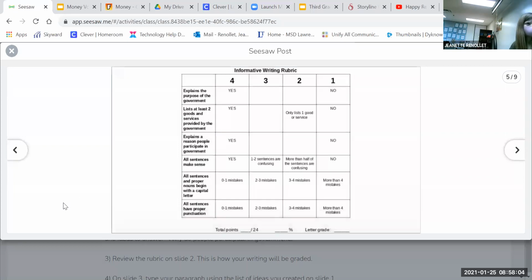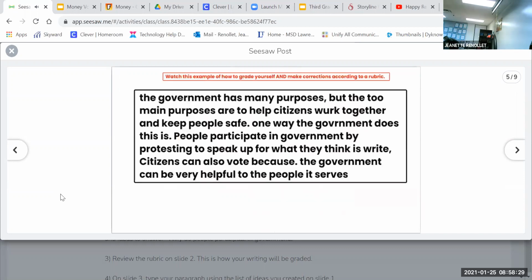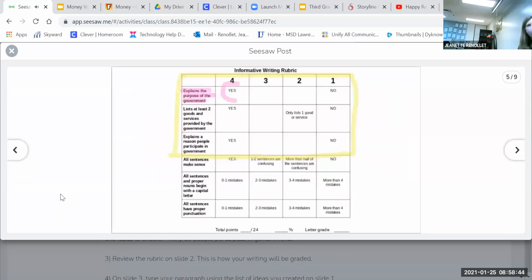Here we go. I'm going to color code these items. First, we're going to take a look at these top items, which are about the content of our paragraph or what the information is teaching. First things first, I have been asked to explain the purpose of government. I'm going to highlight in my paragraph where I did that. In my opening sentence, I say, the government has many purposes, but the 2 main purposes are to help citizens work together and to keep people safe. So, yes, I did explain the purpose of the government.